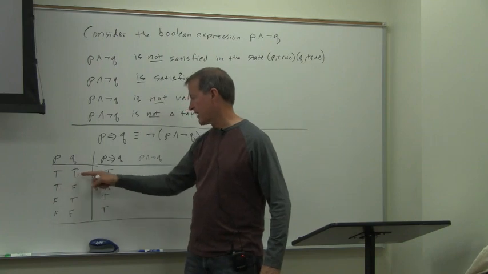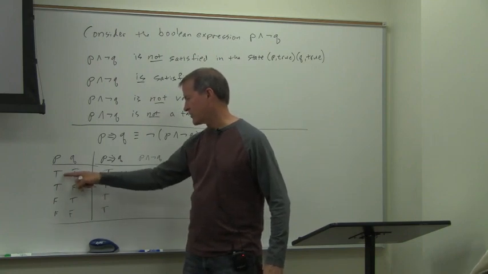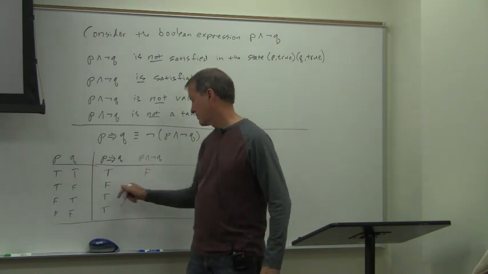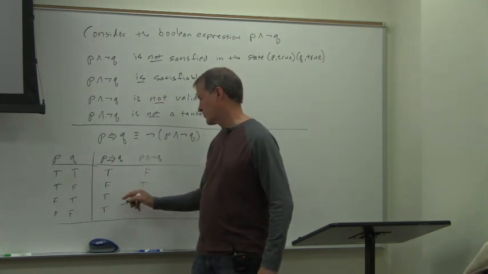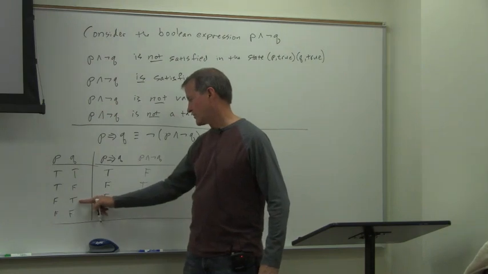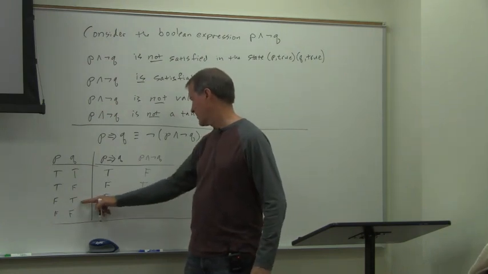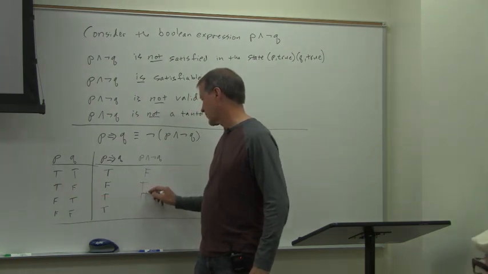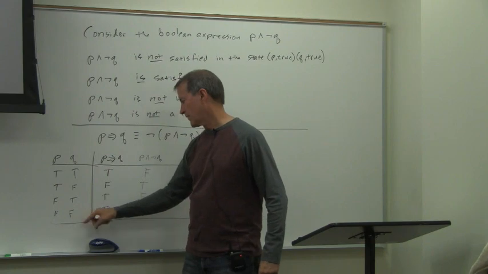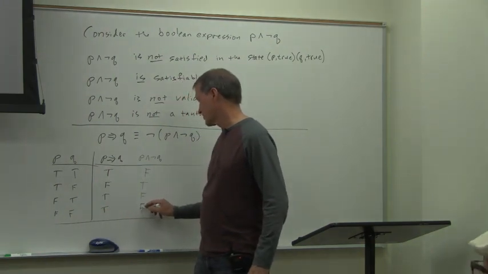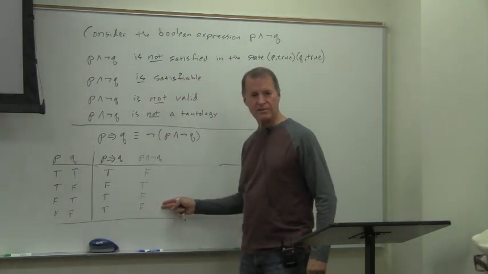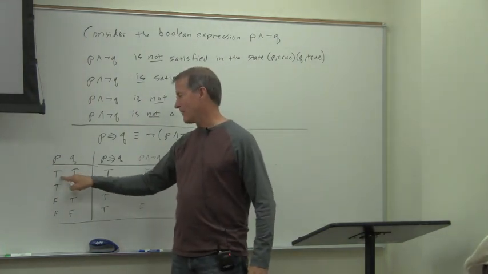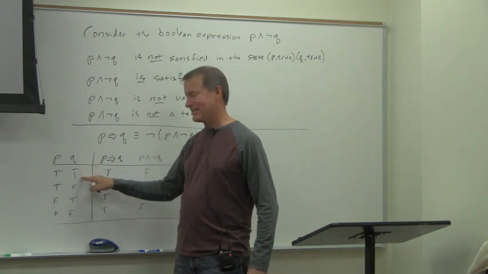So this would be true and false, right? So what is that? False. False, true, true, false. Wait, P and not Q. This would be false and false, so that's false. And this would be false and true, which is false. Does everybody see how we're getting this? We're doing this and not this, right?